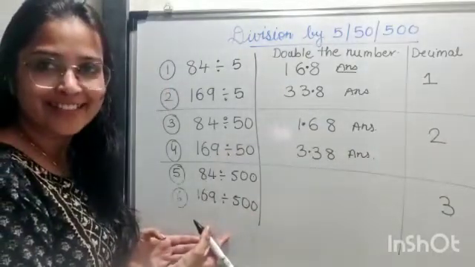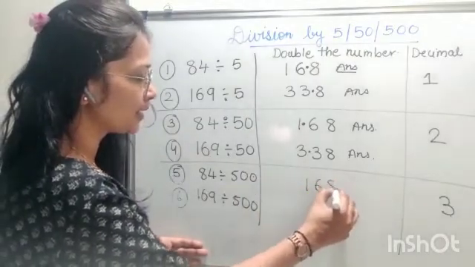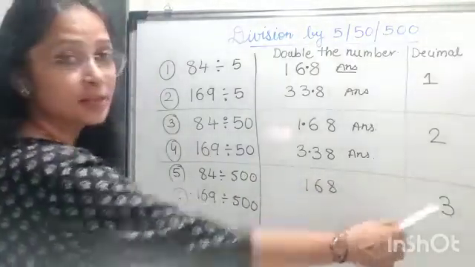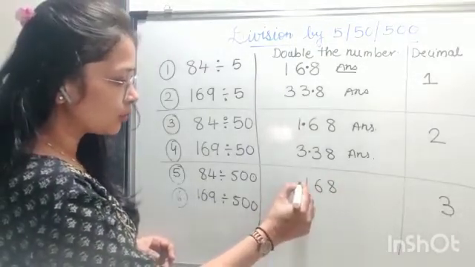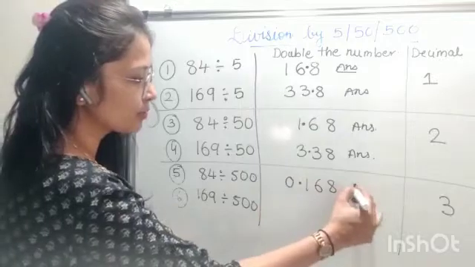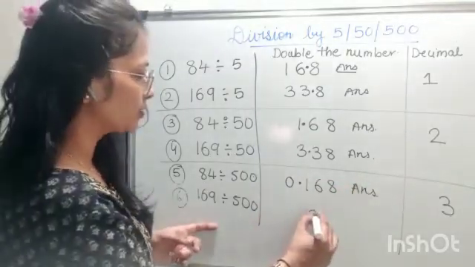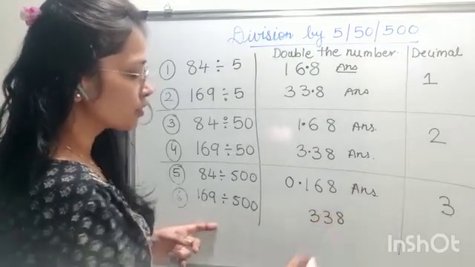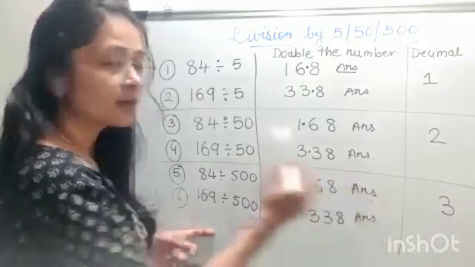Are you able to solve this? I'll solve it for you all. 84 doubled is 168. Now I need to add a decimal after 3 places. So what do I do? 1, 2, 3. I'll add a dot and I'll place a 0. So this is my answer. Double of 169 is 338. So again, I put a decimal after 3 places. I add a 0. And this becomes your answer.